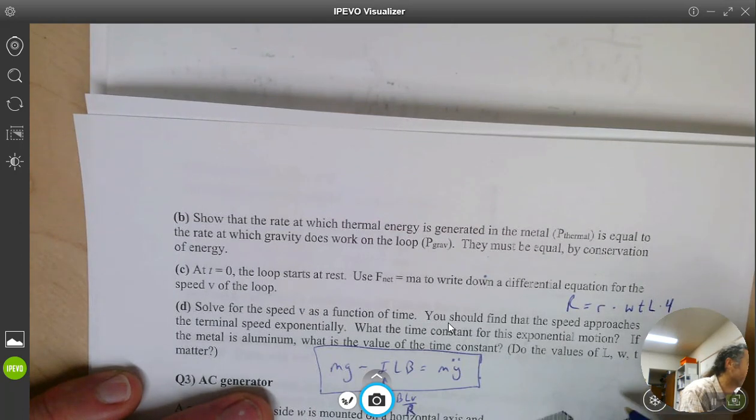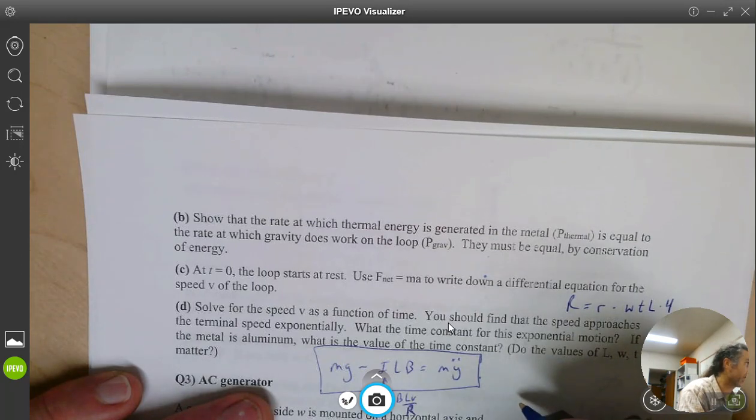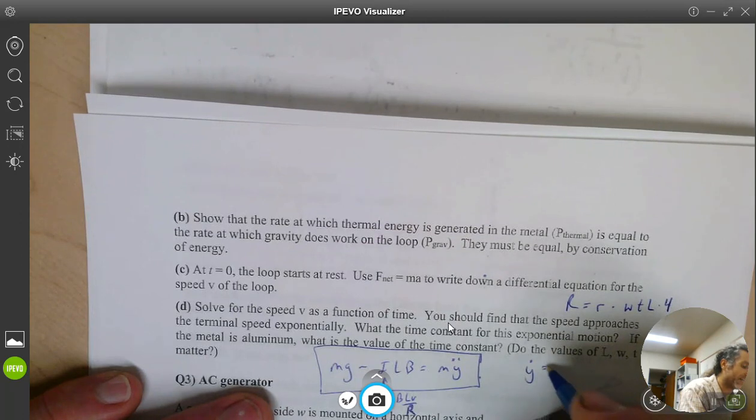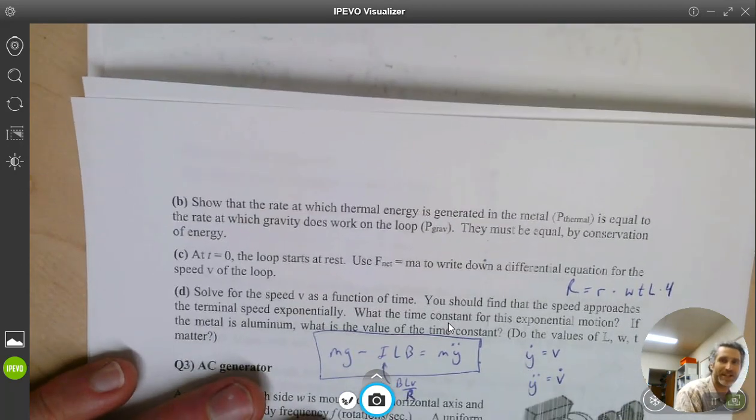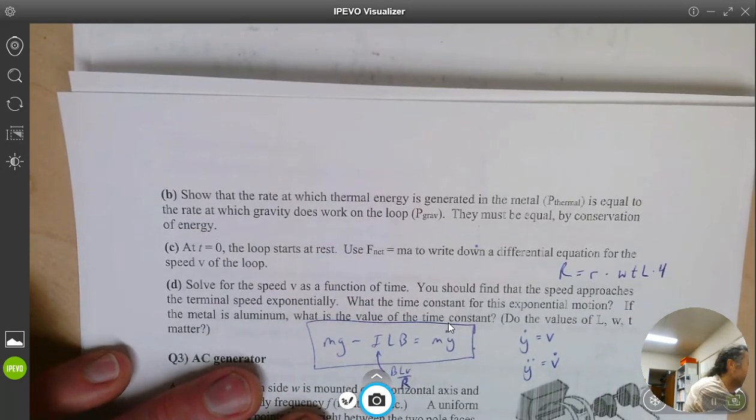You can do the same thing for the mass. This ends up being a differential equation in V because y dot is equal to V. That means that y double dot is going to be equal to V dot. So you can rewrite it like that. That ends up getting you a differential equation.